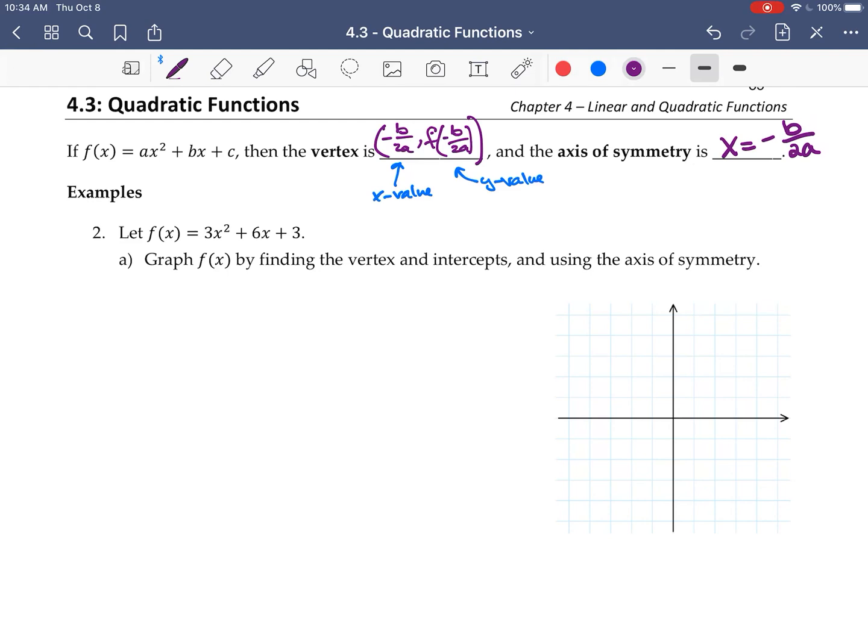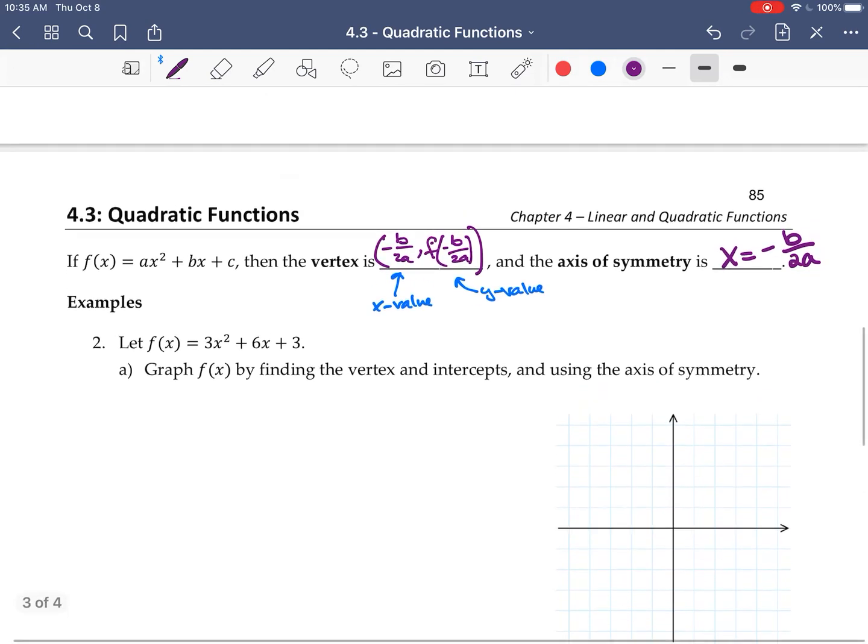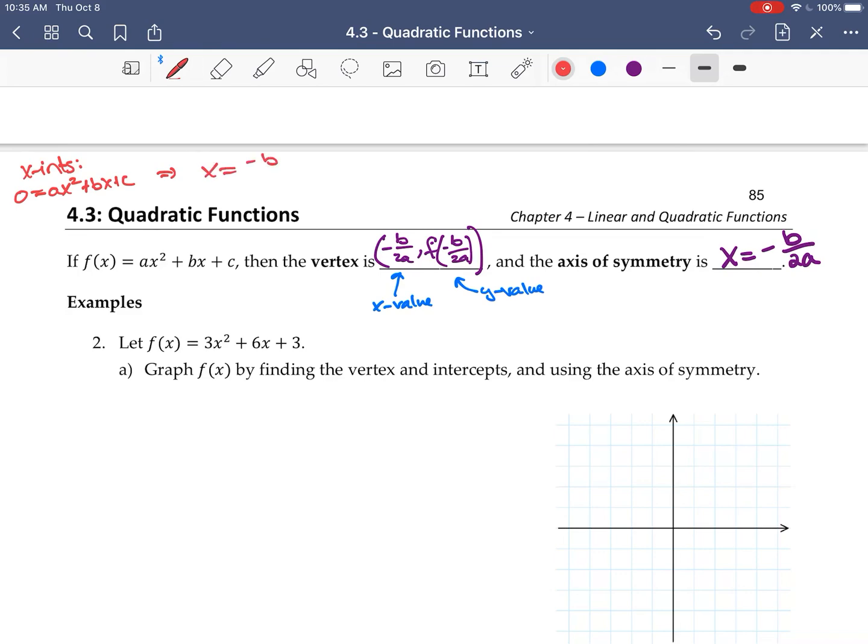Now, this seems like it came out of thin air, so here is how you can see it. If you find the x-intercepts, that's when you want to solve 0 equals ax squared plus bx plus c. The quadratic formula tells us that x should be negative b plus or minus the square root of b squared minus 4ac, all over 2a. Now we could simplify this as negative b over 2a plus or minus the square root.